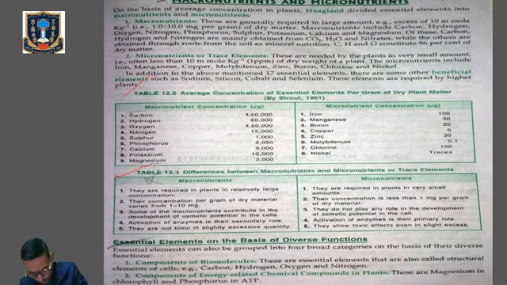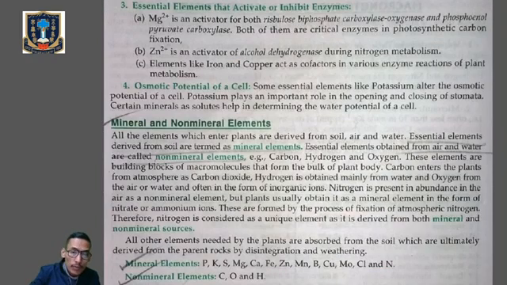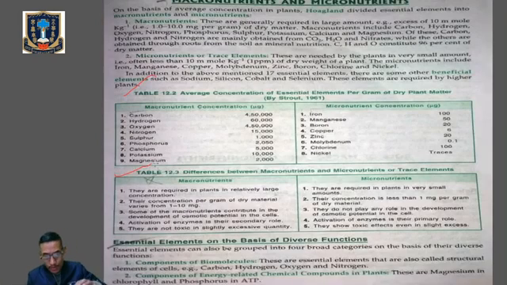Okay, now next thing we'll discuss is the essential elements on the basis of diverse functions. So we'll see the essential elements which can be grouped into 4 broad categories on the basis of their diverse functions. Now what are those 4 broad categories? Number 1 is components of biomolecules. Number 2, components of energy related chemical compounds in the plants. Number 3 will be essential elements that activate or inhibit enzymes, and number 4 will be the osmotic potential of a cell. So let's see the 4 broad categories which have been classified on the basis of the diverse function of the essential elements.